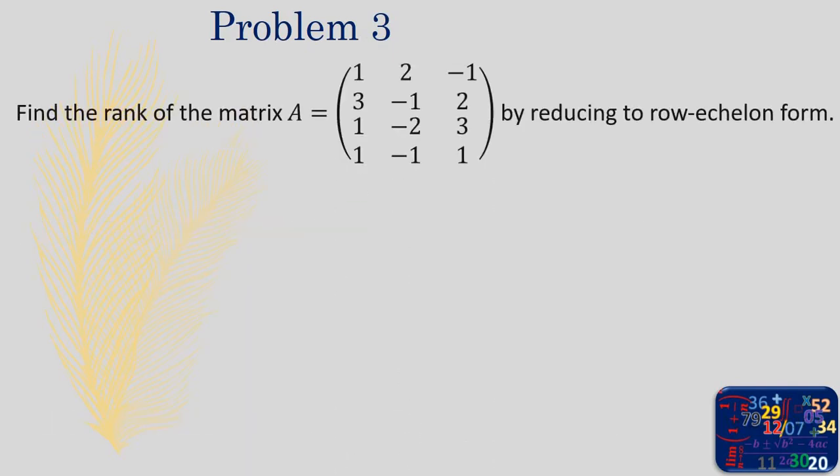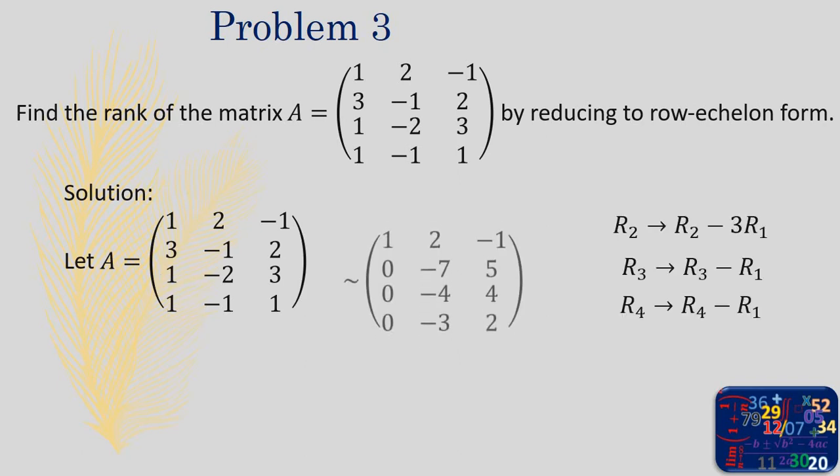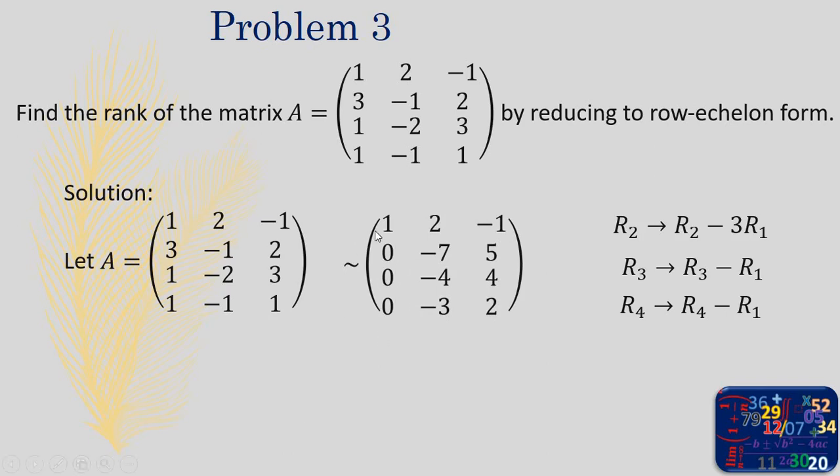One more problem we will solve. Find the rank of the matrix A, which is equal to this, a 4 cross 3 matrix, by reducing to row echelon form. First take the given matrix. So here the pivot element is already 1. With the help of this one we can make the other 3 elements of the same column become 0. So row 2 is replaced by row 2 minus 3 times row 1. But for row 3 and row 4 it is easy. Direct subtraction is enough. When we apply these transformations, we get the 3 values to become 0.